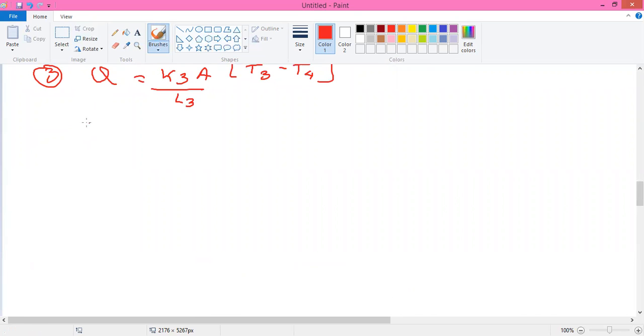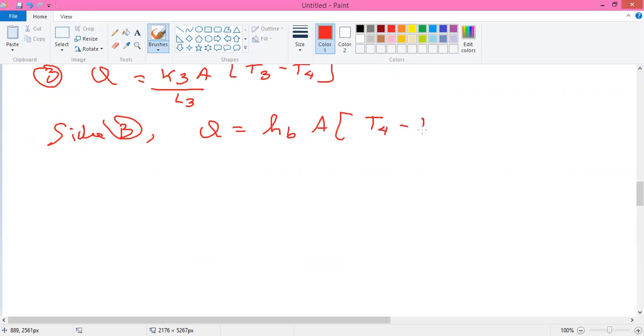Okay. So for heat transfer by Newton's law of cooling on side B, Q is equal to h_B times area times the temperature difference, that is T4 minus TB, where TB is the surrounding temperature.